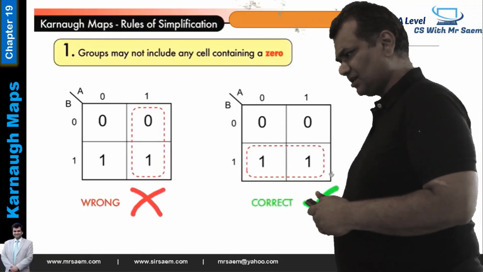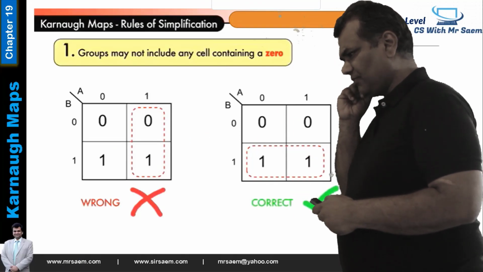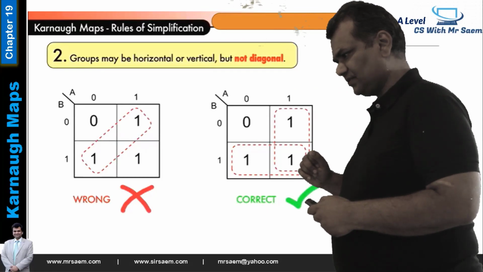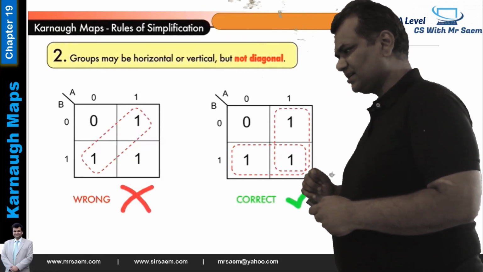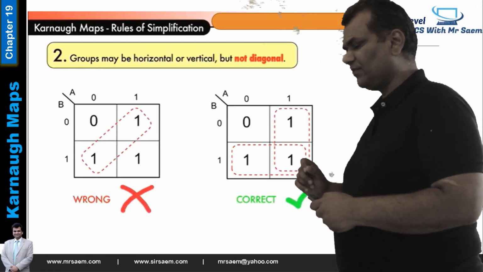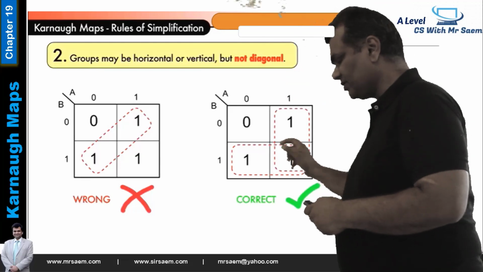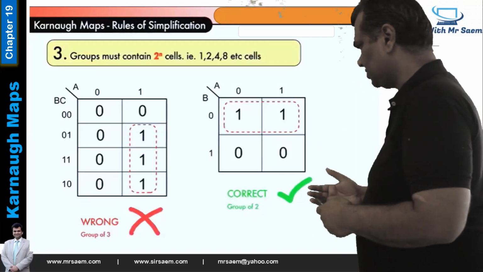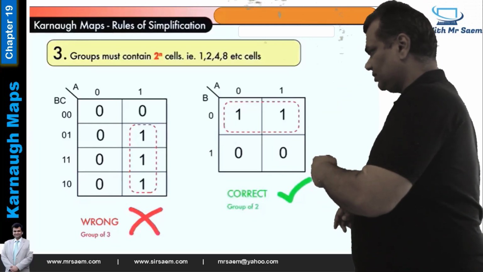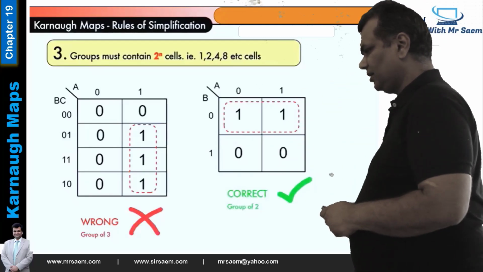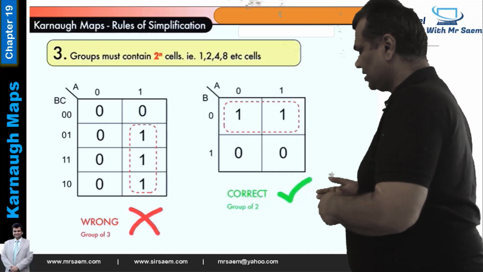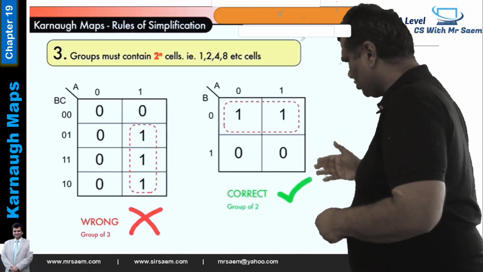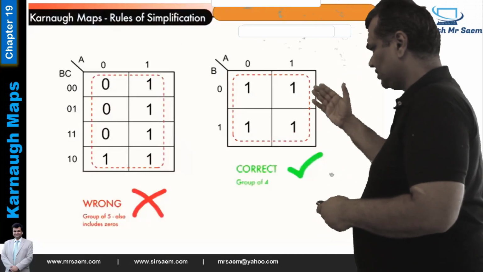First, let's discuss some rules. The first rule says that we can only group where we have ones. The second rule says that we can only group vertically or horizontally. Diagonally, we cannot group them. Then another rule says that we can only group in sizes of 1, 2, 4, 8, but we cannot group 3 or 5.